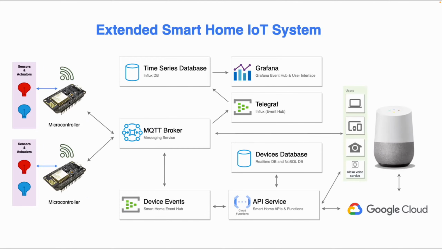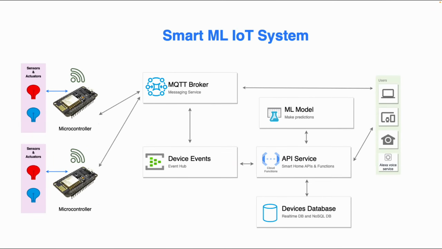Now, for this video, we're going to do something a little different. It looks a little simpler, I would say. We still have our microcontrollers, our ESP32s, talking with our MQTT broker. Then we have our event hub taking data from the broker if they want to talk to the API service, and it sends it to the API service.